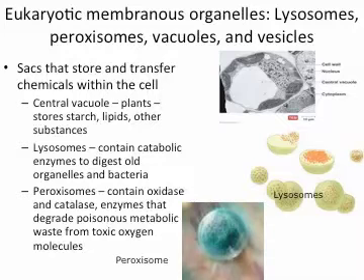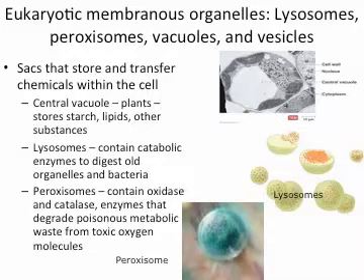The lysosomes are also membranous organelles in eukaryotic cells. The lysosomes often contain catabolic enzymes, and so those are things that can break down your old organelles, and also lysosomes have enzymes in them that can break down and kill bacteria.